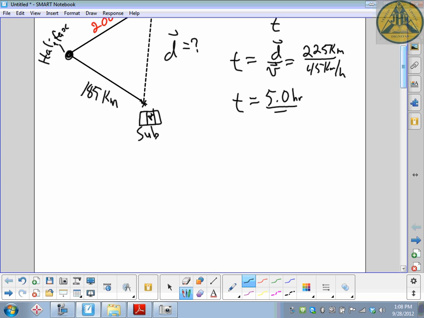Okay. So, summarize that again. The resultant displacement of the Canadian sub needs to be this. East 67 degrees north. Okay? That's the resultant displacement of the Canadian sub.